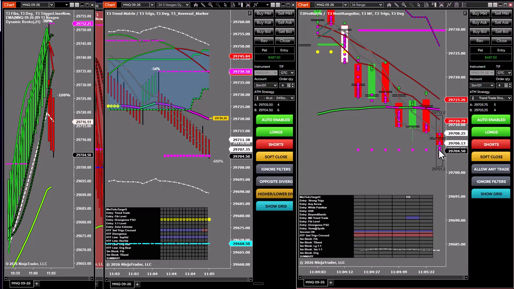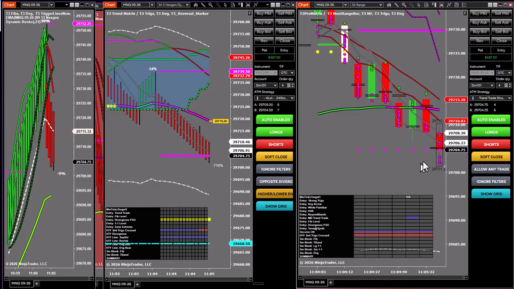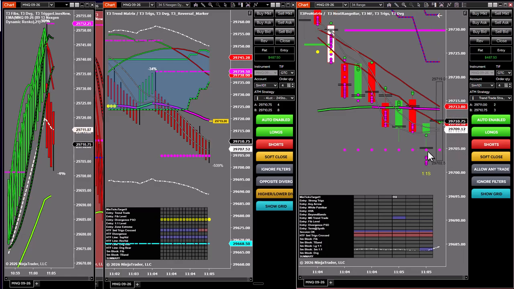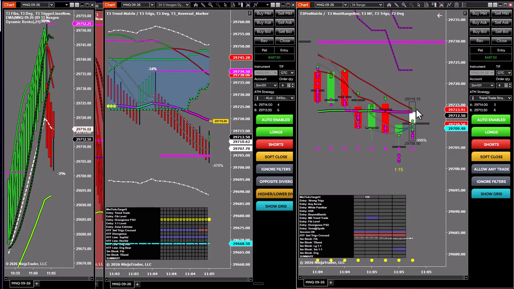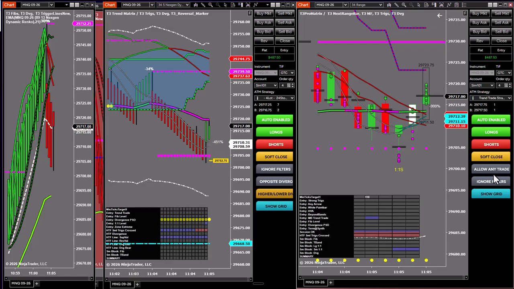Now everything has started to clear out to the downside. I'm assuming this 1-to-1 doesn't throw up a block on us, which it just did. Now, if I was really saying, okay, I want to go short anyway, regardless, I could ignore the filter. And then if it gave a short signal, it would actually take it for me. I don't want to ignore trading into a 1-to-1. But if I did, all I got to do is push the button.